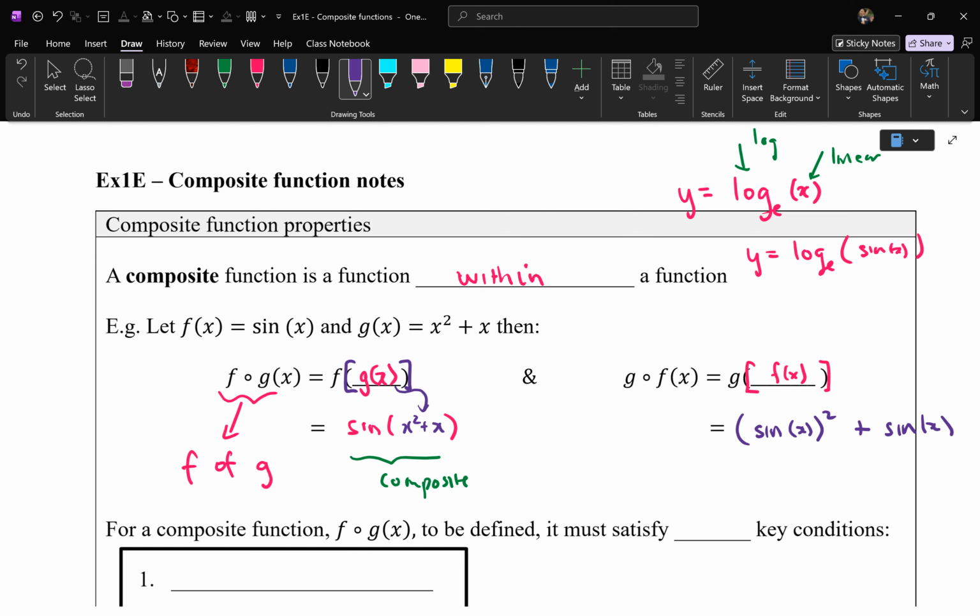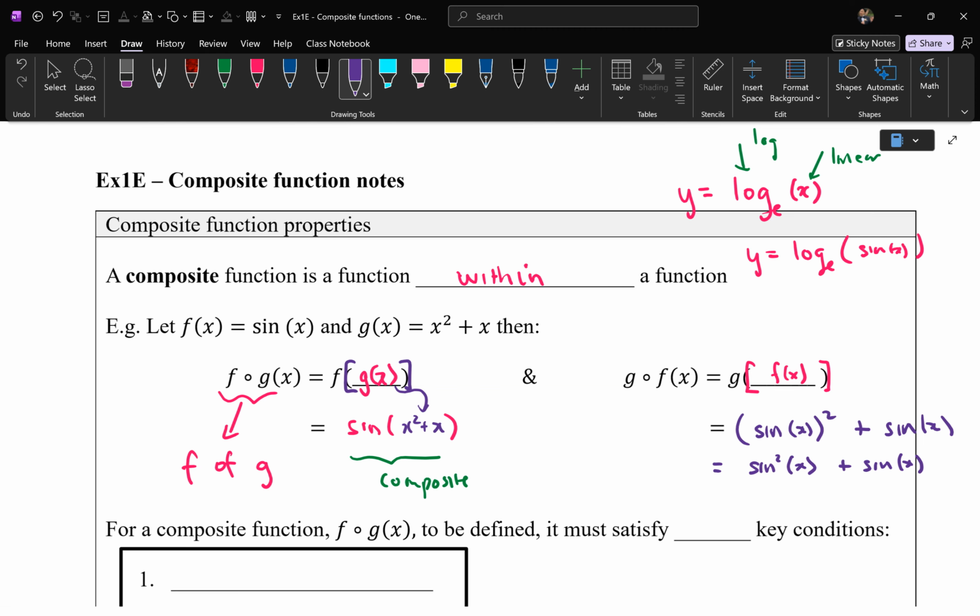You can also write this as sine squared x plus sine of x, if that's how you've learnt it previously. That's okay. But when you see that little square on top, it actually just means sine of x all squared. That's what it means. All right, so that's the first skill in exercise 1E, writing composite functions.